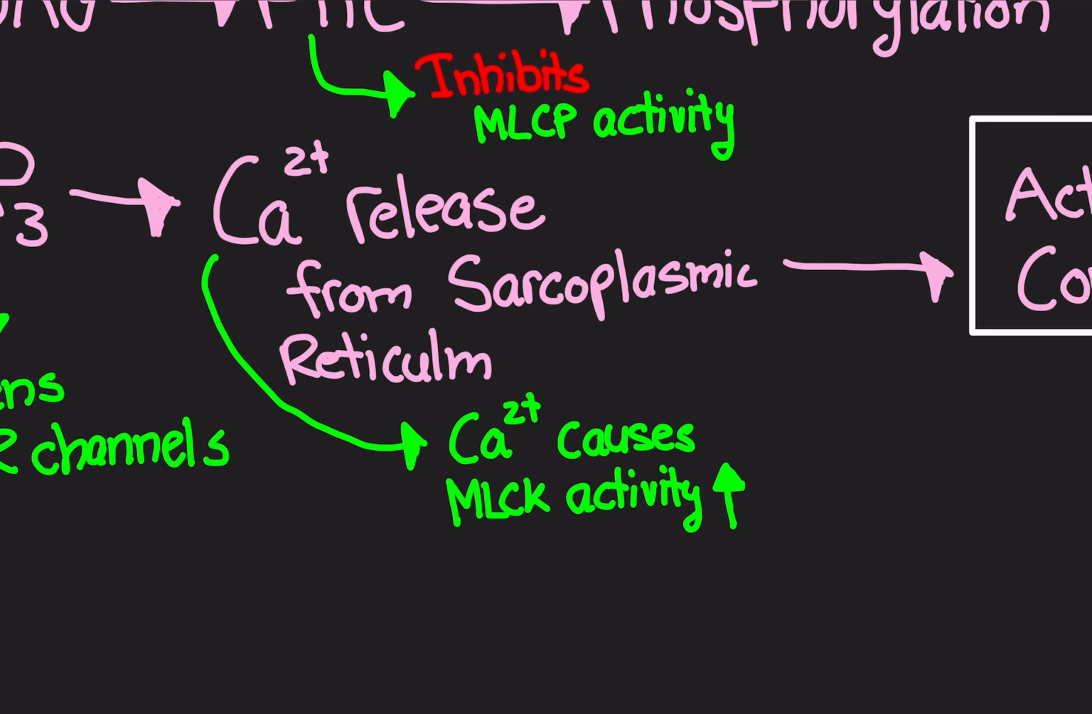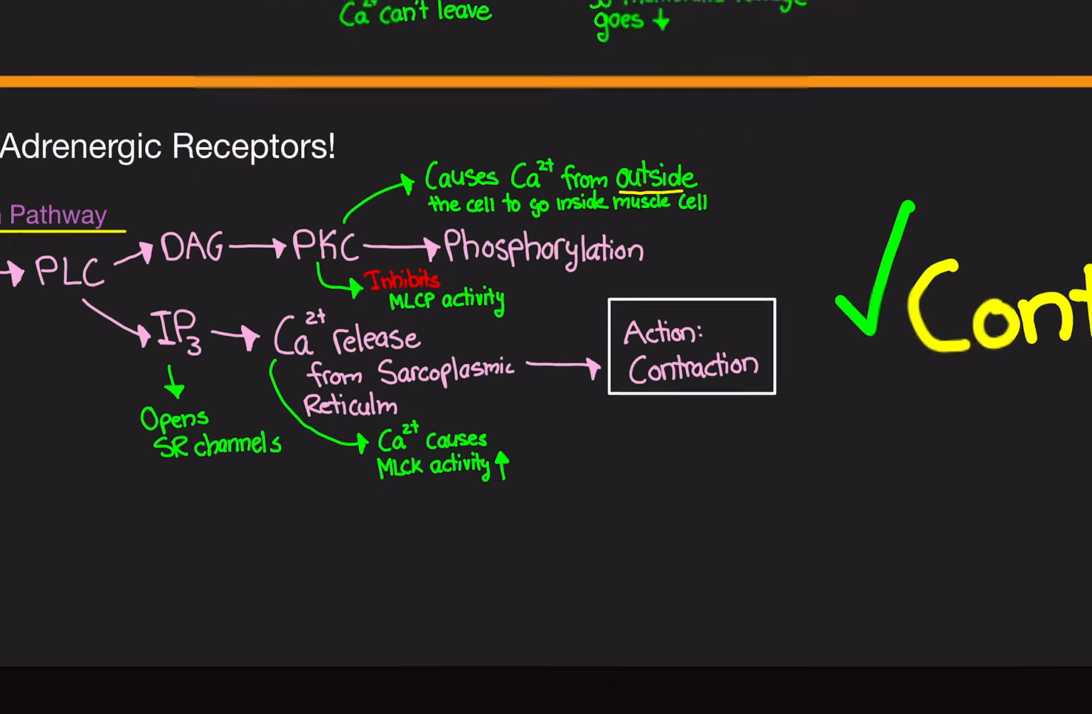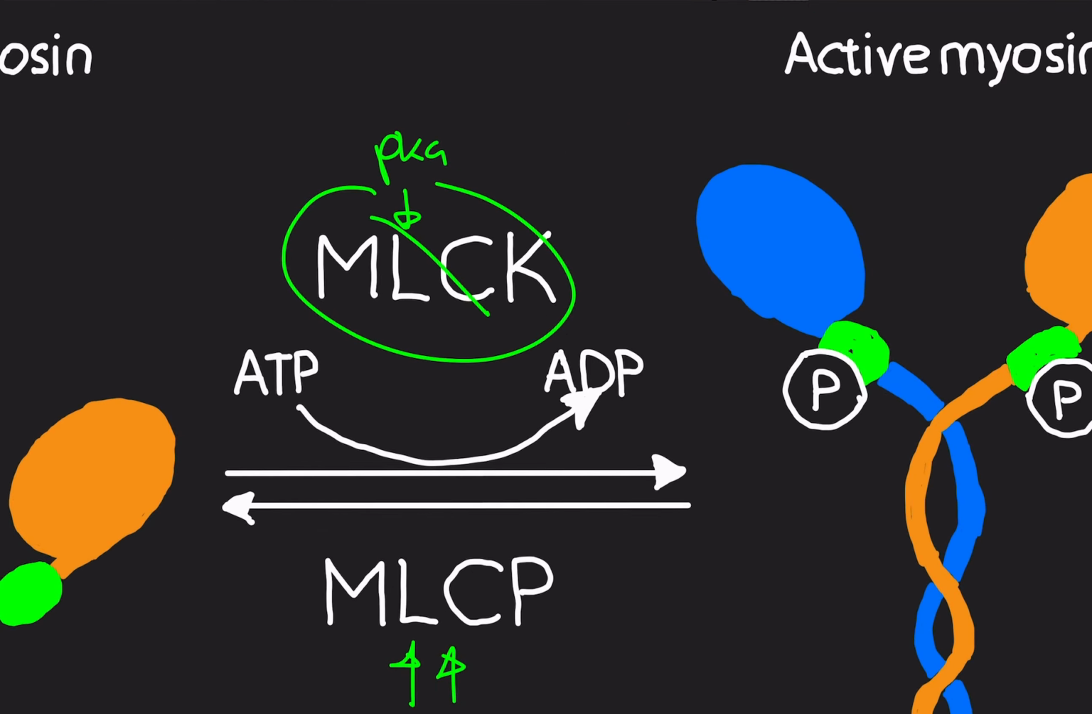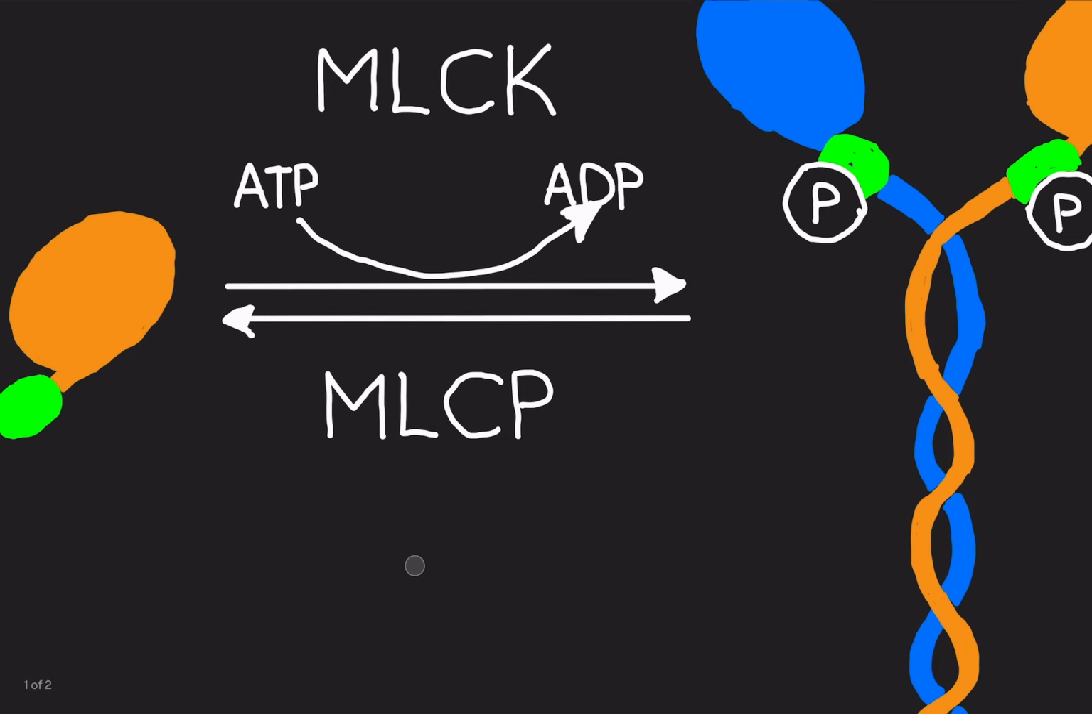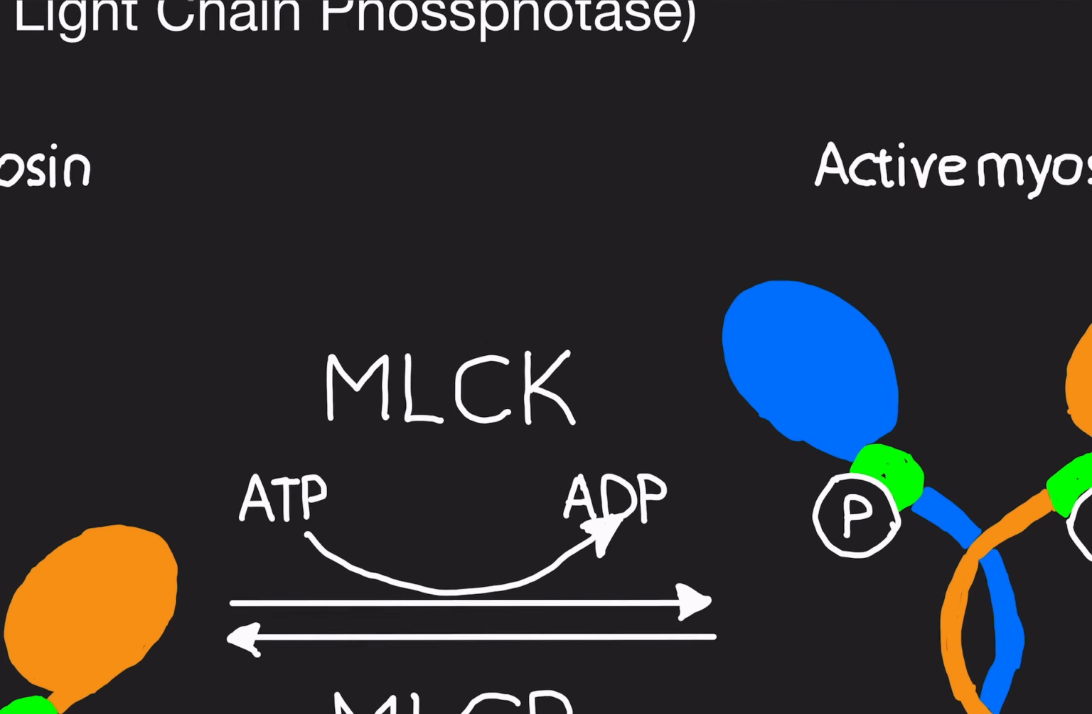The second thing is the calcium release from the sarcoplasmic reticulum causes MLCK activity to increase. So back in here, let's erase this stuff. When calcium is released from the sarcoplasmic reticulum, here's our calcium, it's going to basically make more MLCK. So MLCK activity is going to jack up when calcium is exposed. That's it.